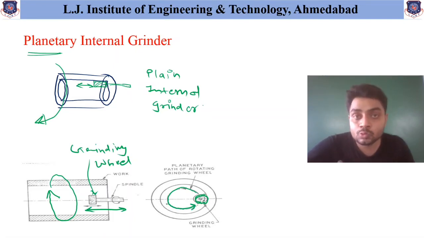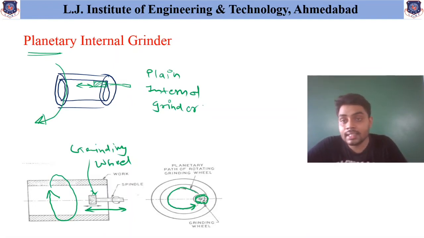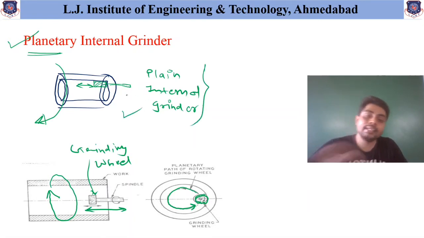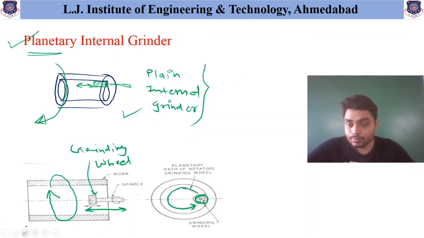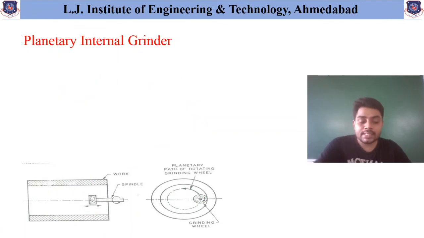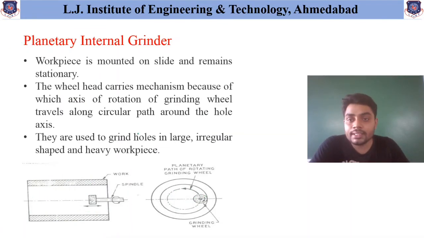That means there are two movements: first, rotary or peripheral movement of the grinding wheel, and the longitudinal movement of the grinding wheel in the case of this planetary internal grinder. Whereas in the case of this plain internal grinder, only one movement is required, and that movement is nothing but the longitudinal movement inside or outside of the workpiece. So this is the basic difference between plain and planetary internal grinder. So let us summarize the major important points of this planetary internal grinder.